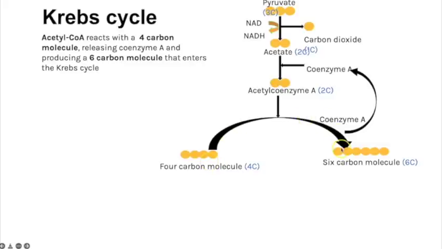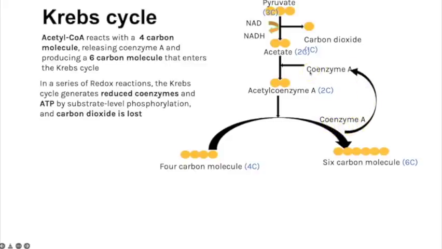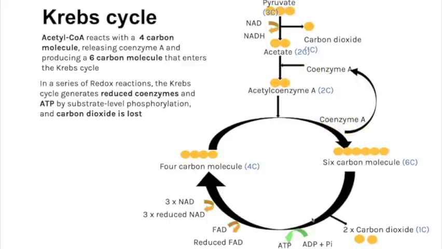And that will then create a 6-carbon molecule. Now the coenzyme, its only job is to deliver the acetate to that 4-carbon compound. So once that happens, the coenzyme is released and it can be reused in the link reaction. We then have a series of redox reactions, and the Krebs cycle is going to be generating even more reduced coenzymes, a small amount of ATP, and some carbon dioxide. And that's what we can see in this stage here.